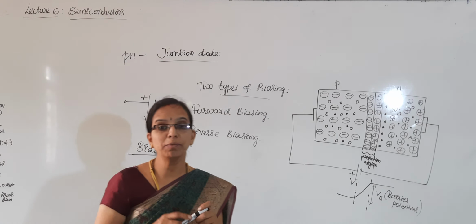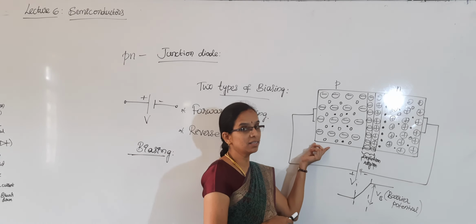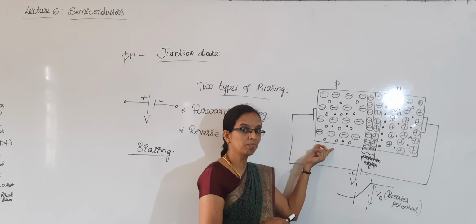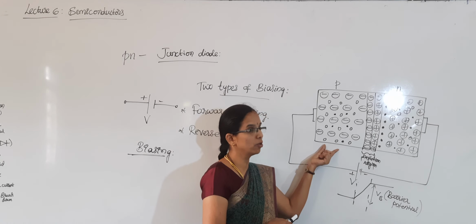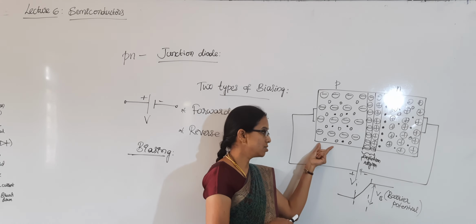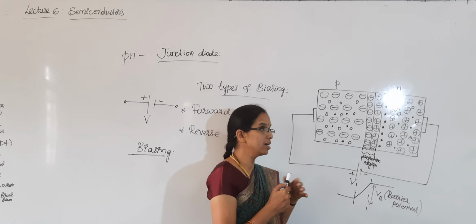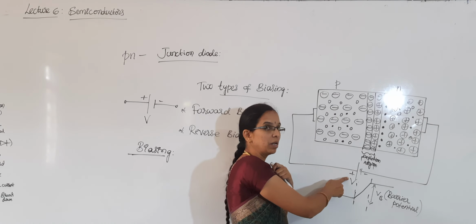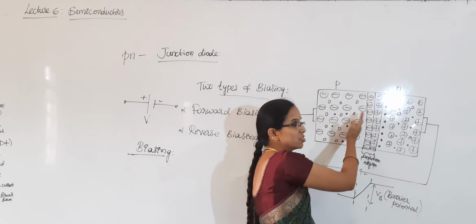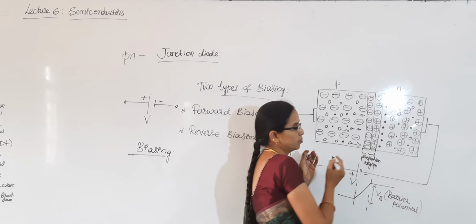So what happens when the P region is connected to the positive terminal of the battery? As we know, the P region contains a higher concentration of holes, which carry positive charge. So those positive charges are connected to the positive terminal of the battery. What happens? Like charges repel each other. Therefore, these holes are repelled by the positive terminal of the battery and move towards the junction. Holes start moving towards the junction.